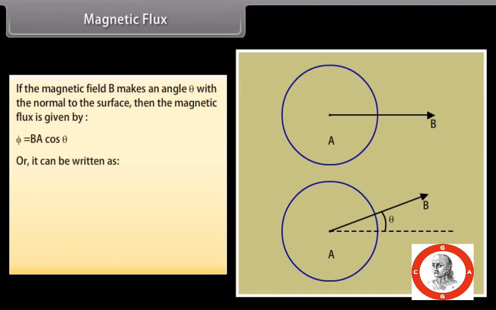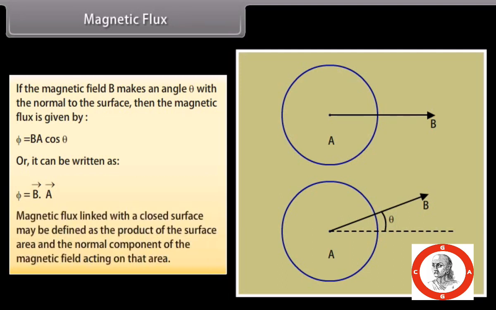Or it can be written as phi equals the dot product of B and A. Magnetic flux linked with a closed surface may be defined as the product of the surface area and the normal component of the magnetic field acting on that area.